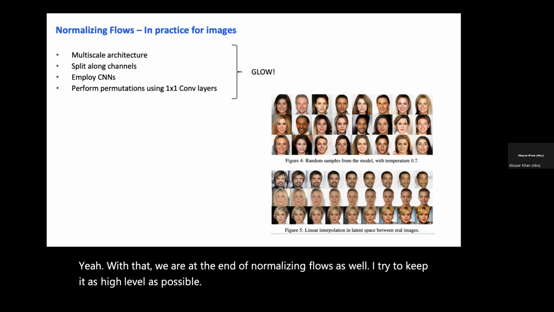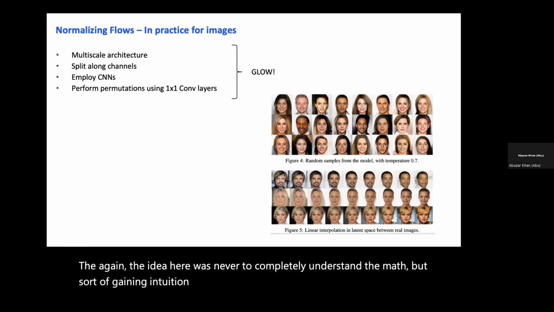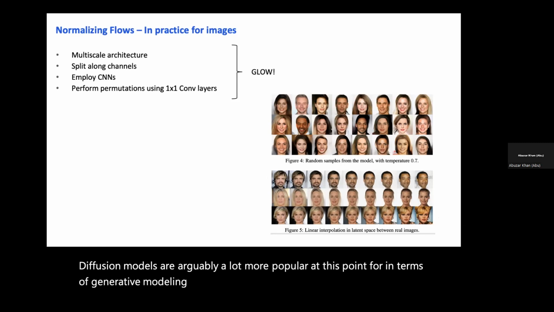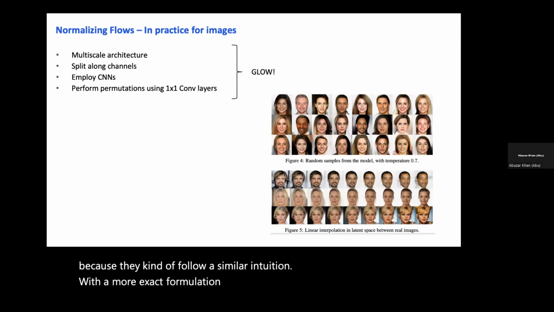The idea here was never to completely understand the math, but to gain an intuition about how both of these networks are working. Diffusion models are arguably a lot more popular at this point in terms of generative modeling, but normalizing flows are interesting to know because they follow a similar intuition with a more exact formulation instead of approximation.